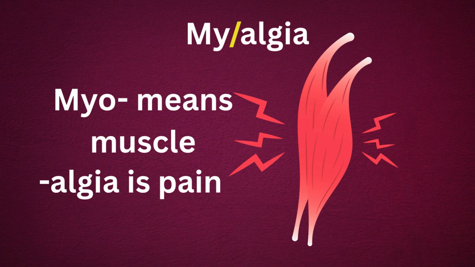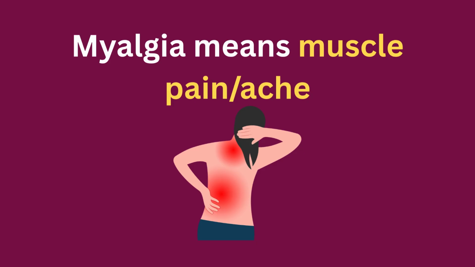The first medical term is myalgia. Let's divide the medical term myalgia into myo and algia. The root term myo means muscle. The suffix algia is pain. So the entire medical term myalgia means muscle pain or ache.